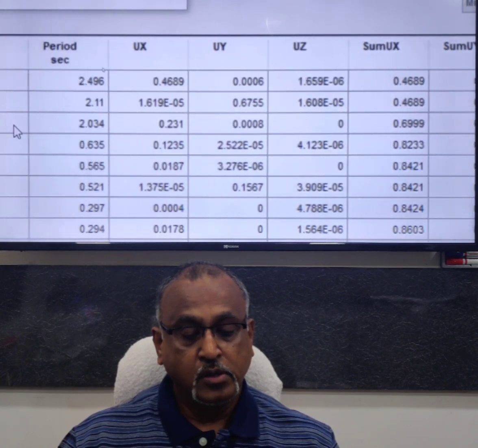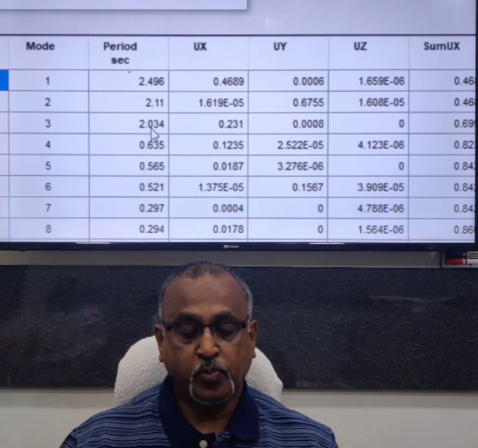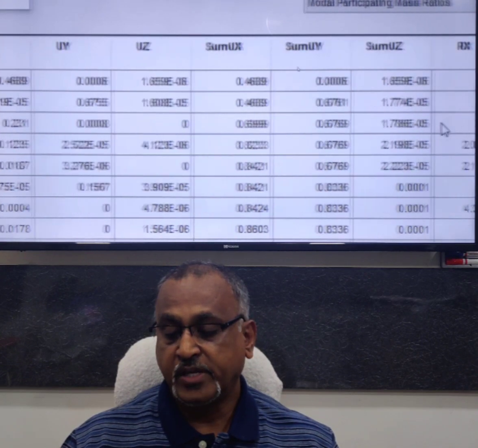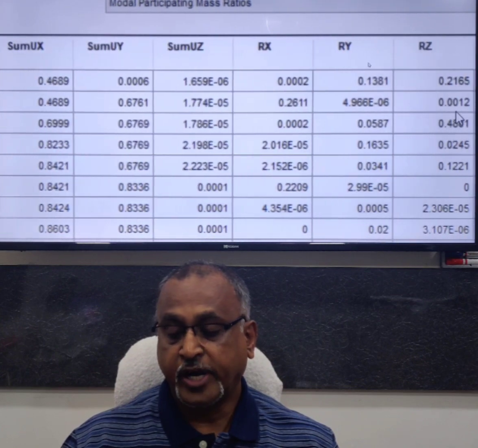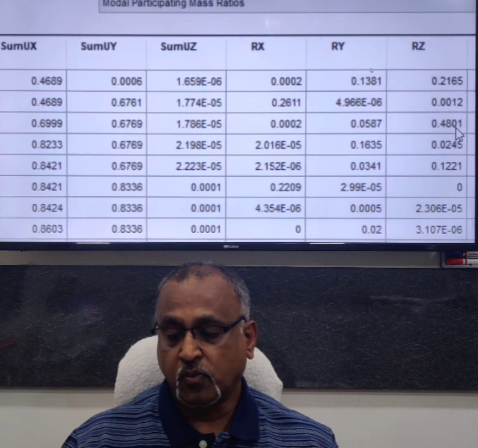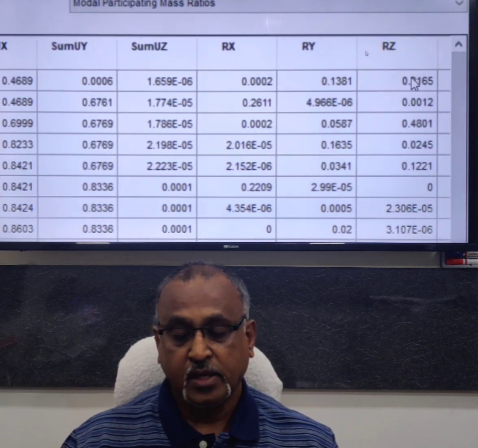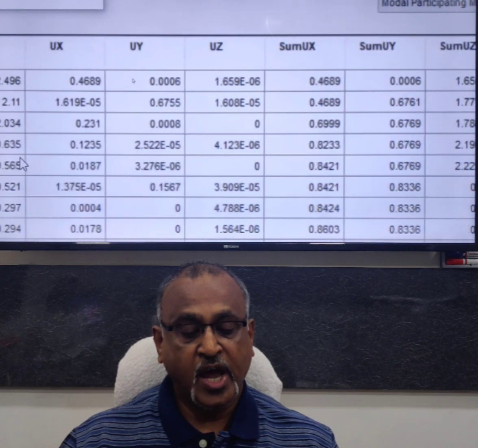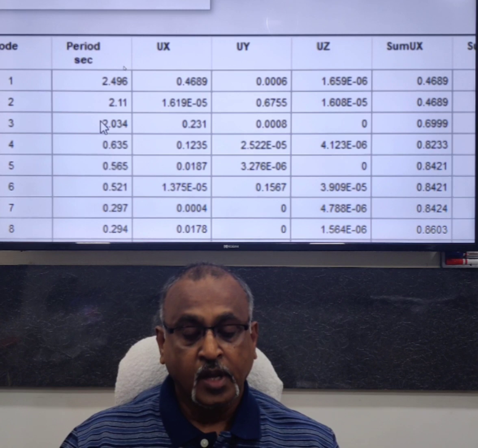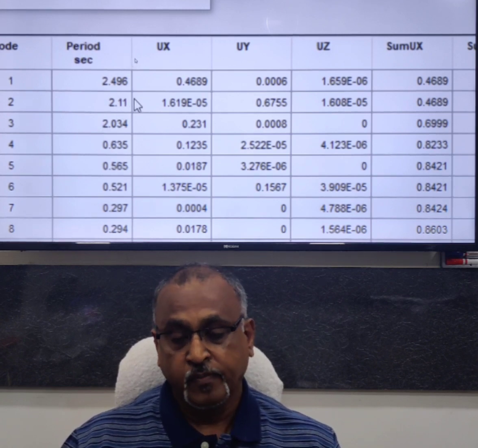The third mode is a torsional mode. Its time period is 2.034 and it is majorly torsional. RZ is 48%. Now we want to improve: first, we want to reduce this torsional coupling in the first mode. Second, we try to keep this third torsional mode away from the second translational mode.